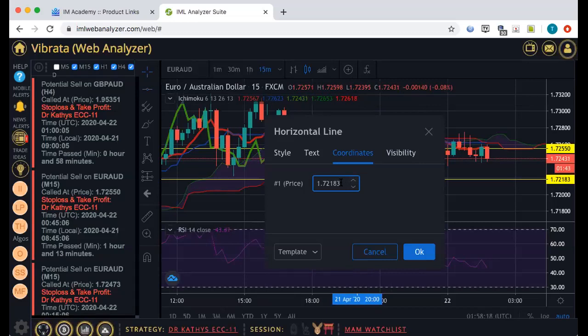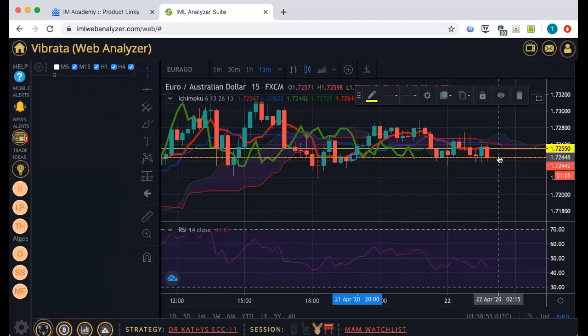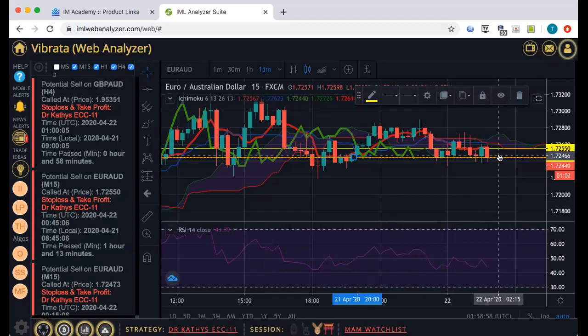So the called at price was 72550. So the take profit for this particular trade will be 1.72450. Click OK. So since this is a sale, price will be coming from this direction. When it gets to this point, you know that's when you want to enter into your trade. When it gets here, that's your take profit. Any questions?